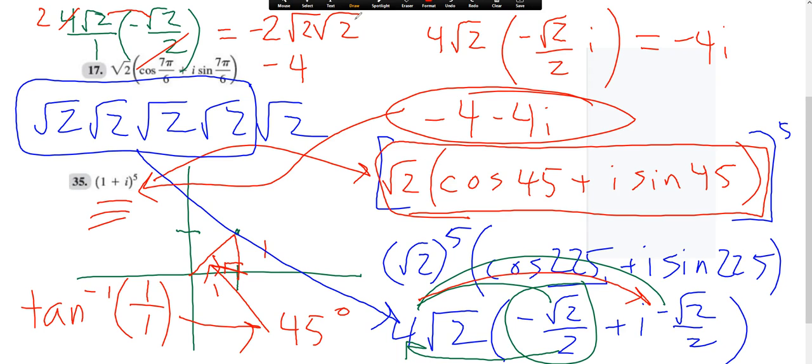Okay. Graphing is extremely important. Then we find the polar form. Then we apply de Moivre's theorem and do the reducing.